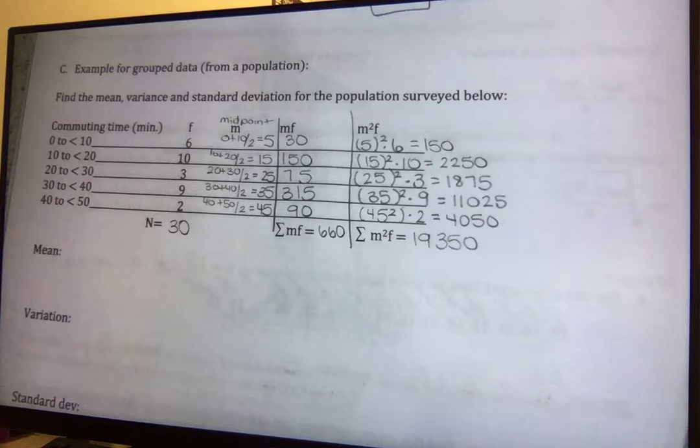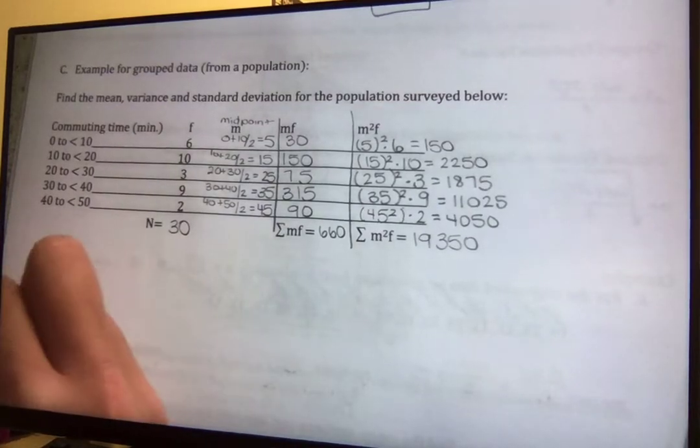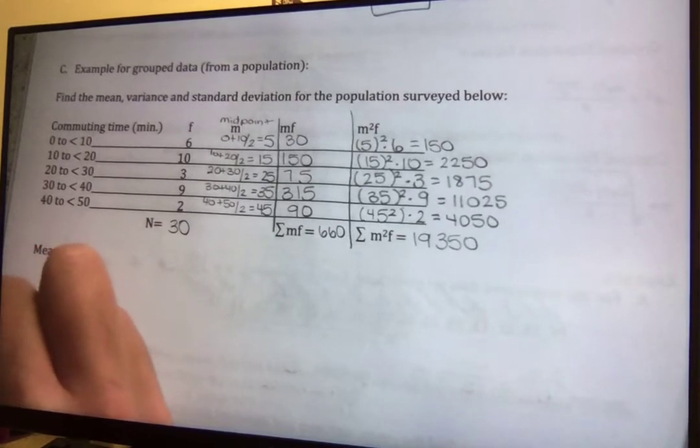Now that we have everything that we need, we can find our mean, variance, and standard deviation. This is not variation, this is variance. Sorry. Spell check must have got me.